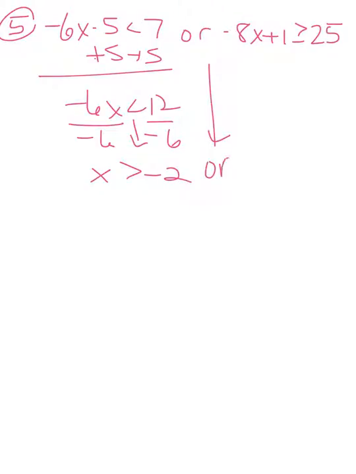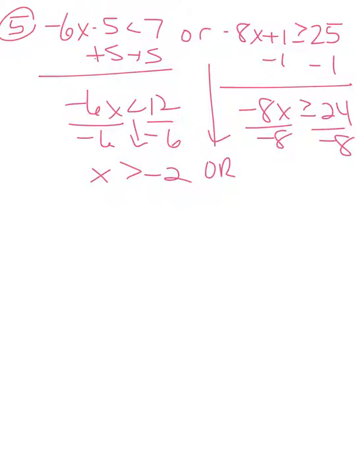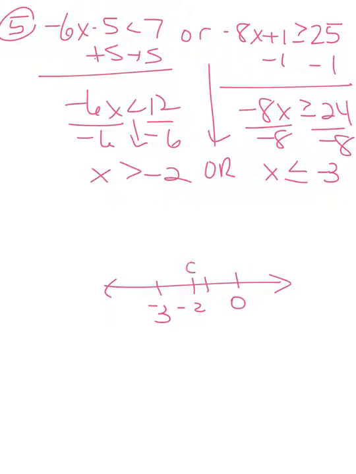Bring down that or, and now I'll solve the right-hand side. So I have -8x plus 1 is greater than or equal to 25. Subtract 1 from either side. -8x is greater than or equal to 24. Divide both sides by -8. So now again, I divided by a negative number, so I need to change the direction of the sign. And I'm left with x is less than or equal to -3. Now when I graph that, there's my 0, -2, -3 here. So I have x is greater than -2, so I have an open circle to the right. And then I have x is less than or equal to -3, so it's a closed circle to the left.